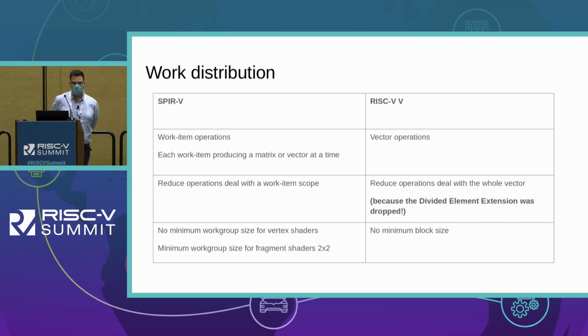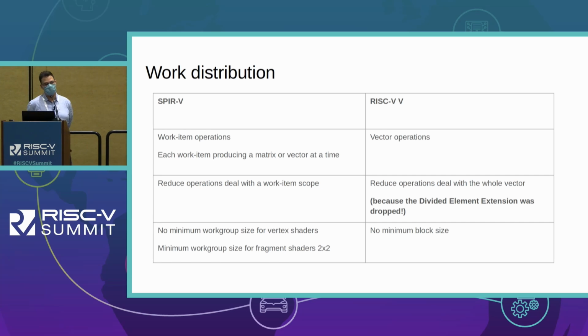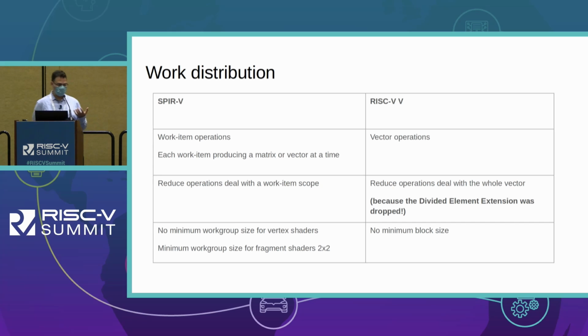The big difference between supporting work items or not comes when you do reduce operations. Imagine you want to do the max of a 4 elements vector within a work item. So basically, you would want to produce one output for each of the work items for SPIR-V. But on RISC-V V, what you would get would be just one maximum value for the whole vector. There was actually this divided element extension that was Appendix A of the RISC-V V spec, but was dropped at the last second. And that was a big loss for graphics, but it's also an opportunity for building back better. So it doesn't sadden me that it's not yet part of the standard.